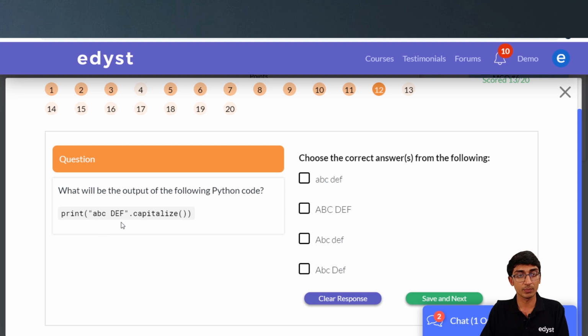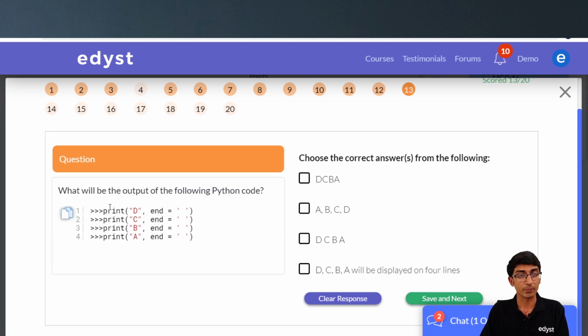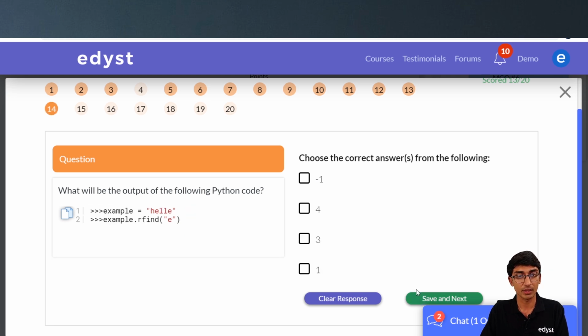ABC space DEF dot capitalize. What capitalize does is it takes the first element and just capitalizes that element. That's it, right? So in that case we have ABC DEF. What will be the output of the following Python code? This is a simple print statement. It's going to be D space C space B space A, because the end is a space character.